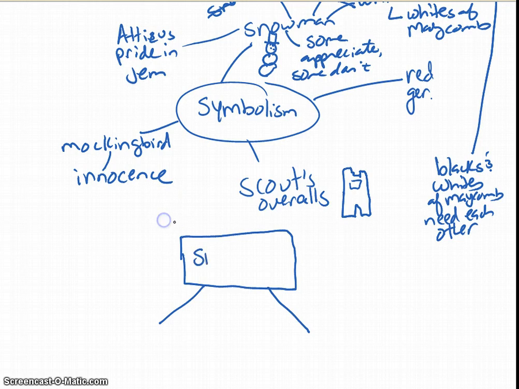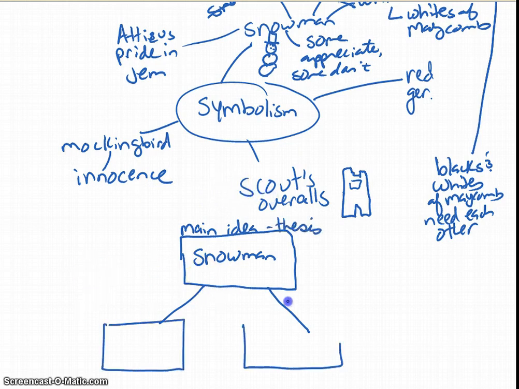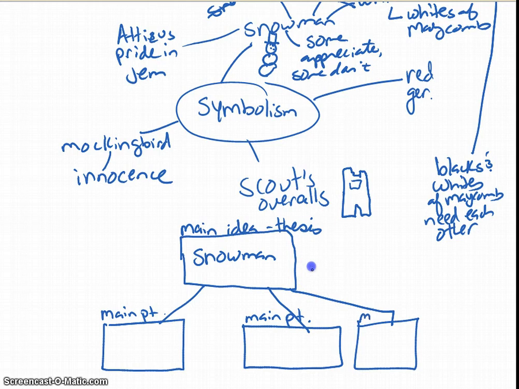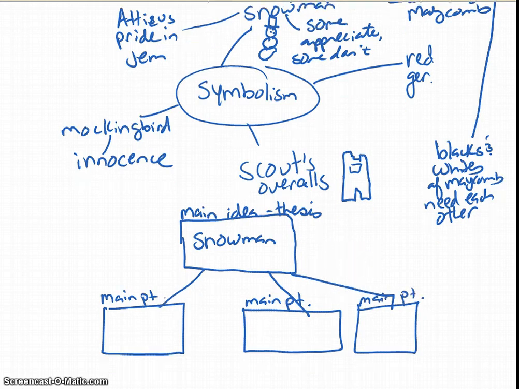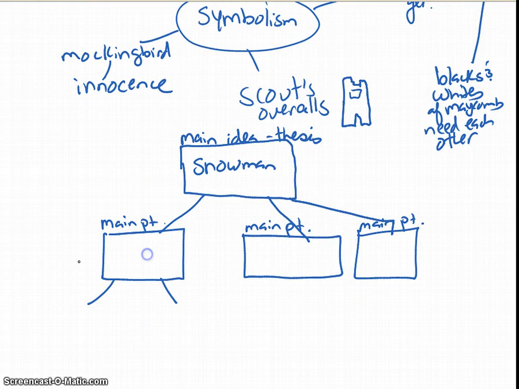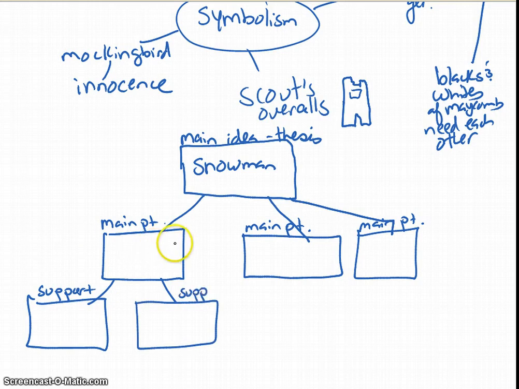I'm going to put snowman up here. This is my main idea or thesis. Then I'm going to create my main points for this paragraph on the snowman. In this case, I'm only going to have 2 main points, but I can have 3. Then, under each main point, I will have my support to prove it. And you must have 2 supports at least.